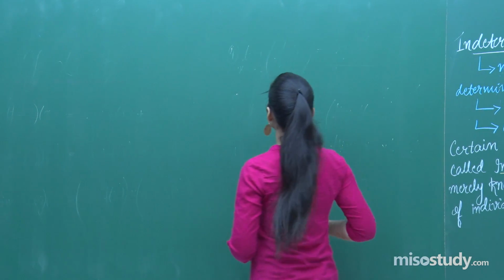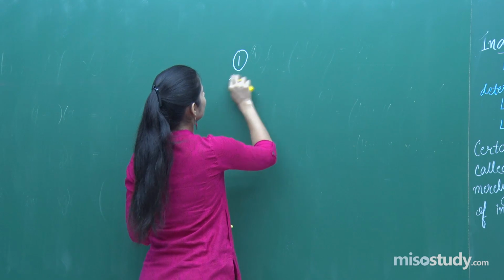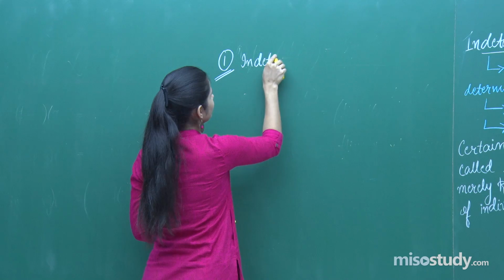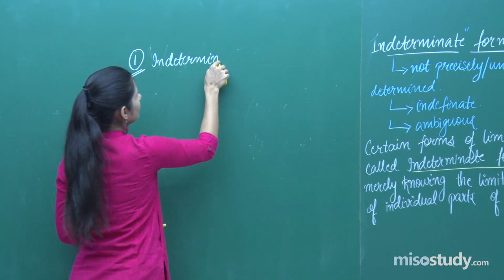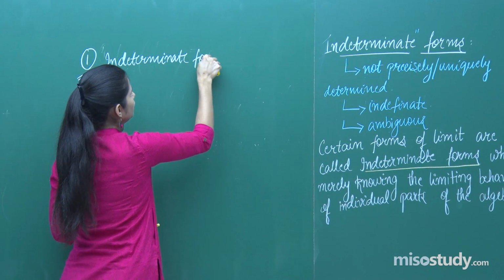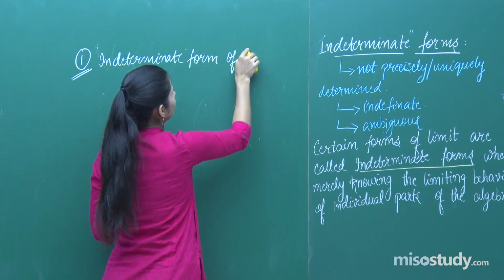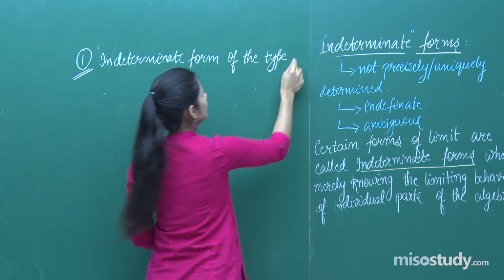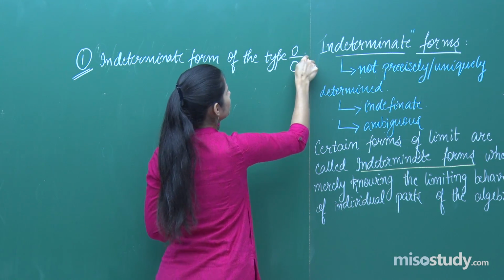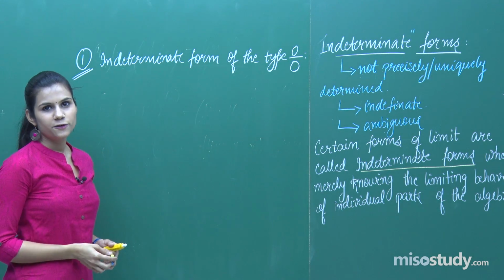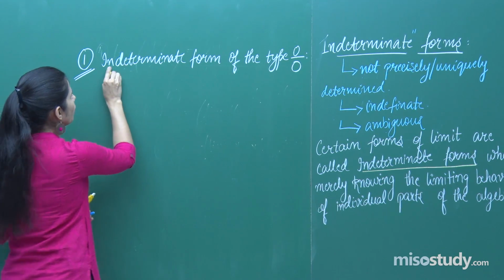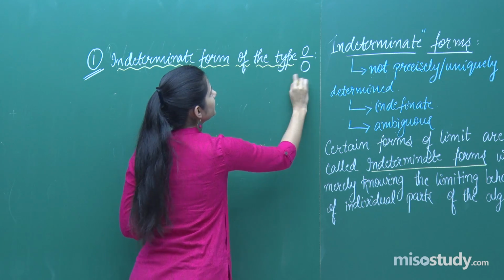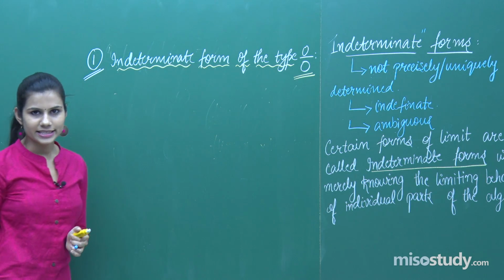The first one is, let's see, it is called indeterminate form of the type 0 upon 0. Indeterminate form 0 by 0. Now what is this? When do you say a limit is of the indeterminate form 0 by 0?